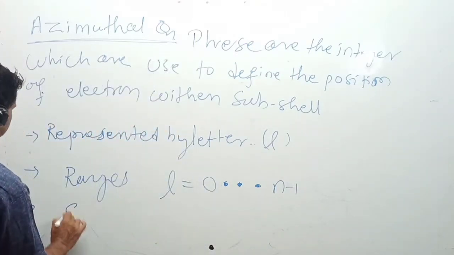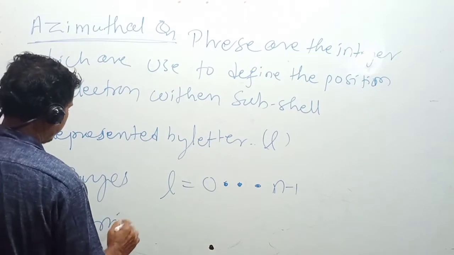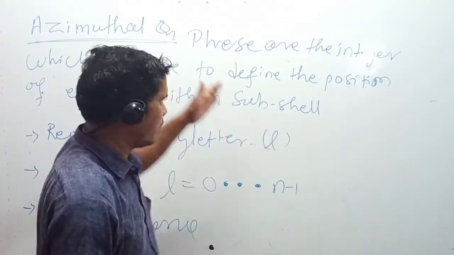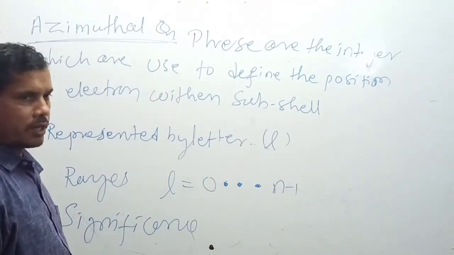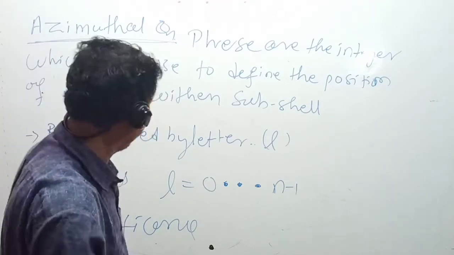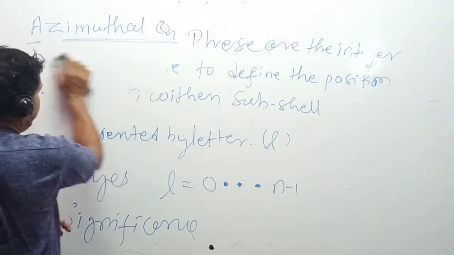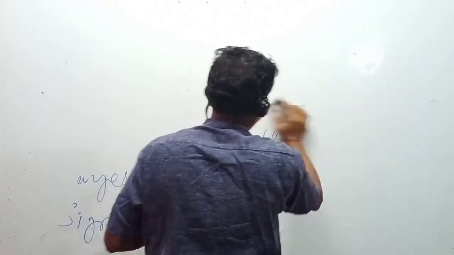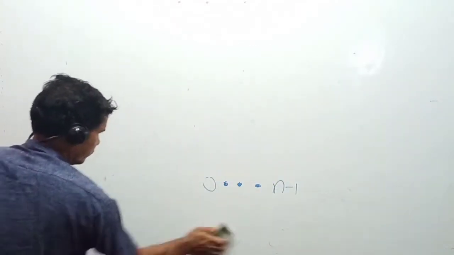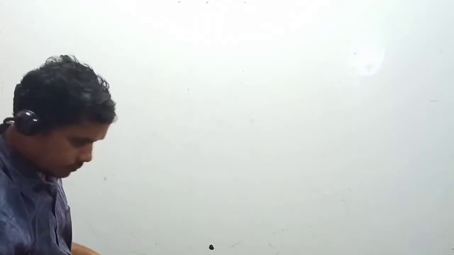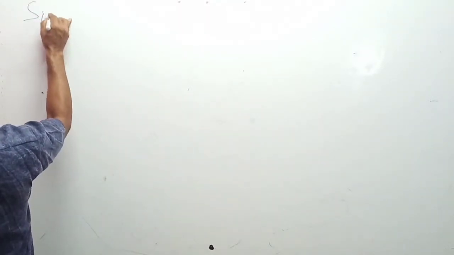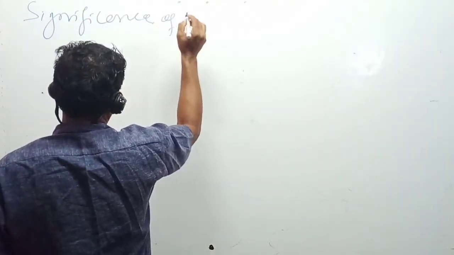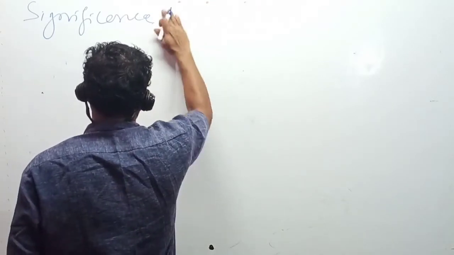Then we come to the significance, meaning the information. What information does this azimuthal quantum number carry? We go for the significance. So the significance of the azimuthal quantum number.